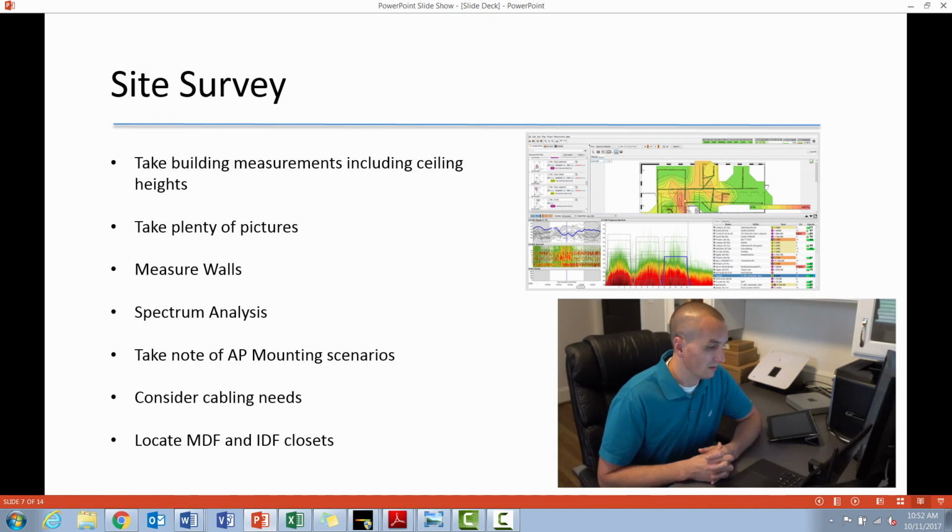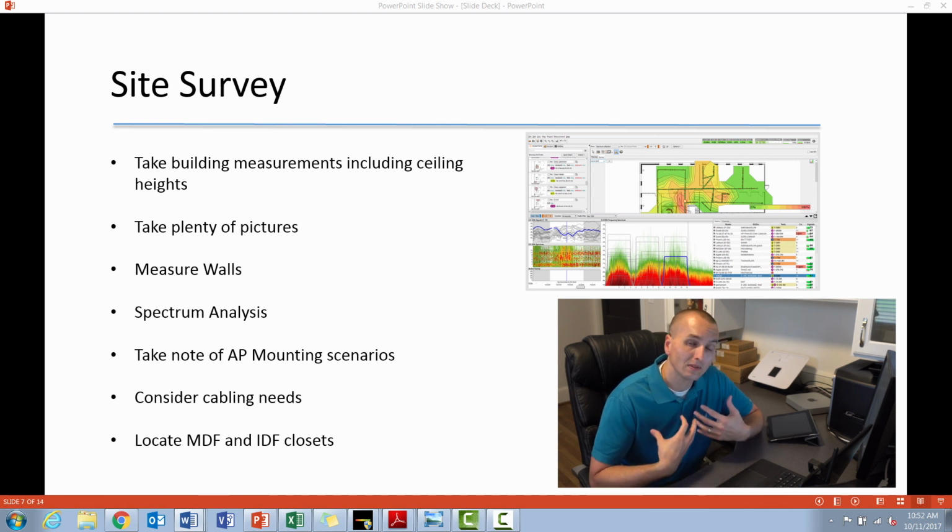So, spectrum analysis. We've got to know what's going on at layer 1. We've got to know what interferers we may be dealing with in the environment. It could be interferers that we have control over, that we can take out of the environment, or it could be interferers that I can't do a thing about and I've got to design around them.